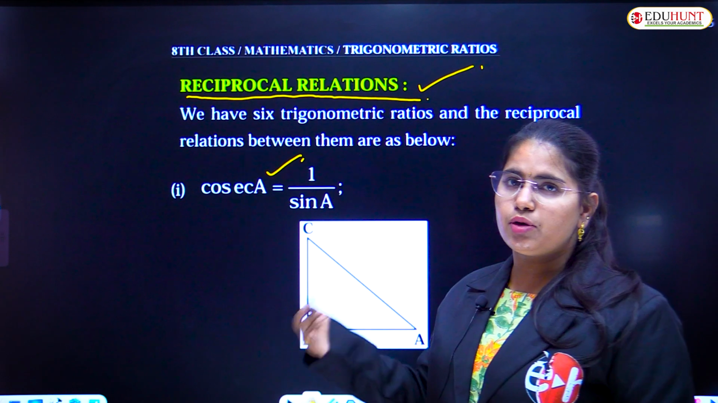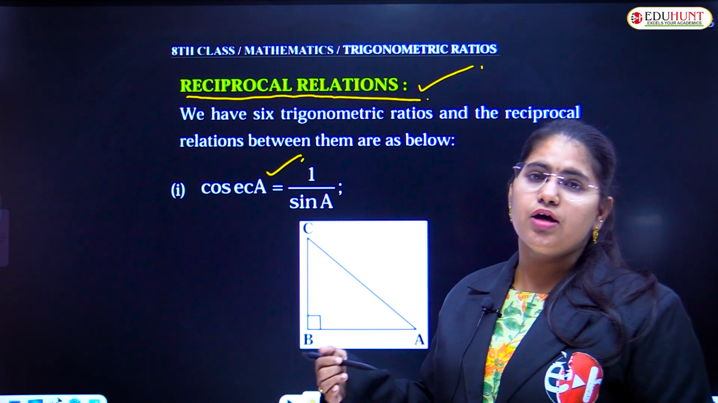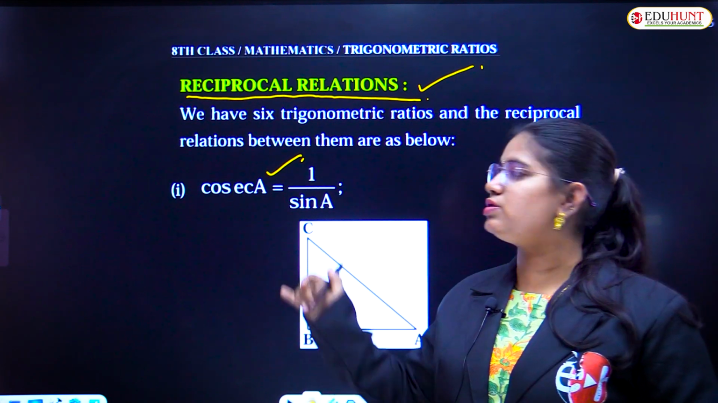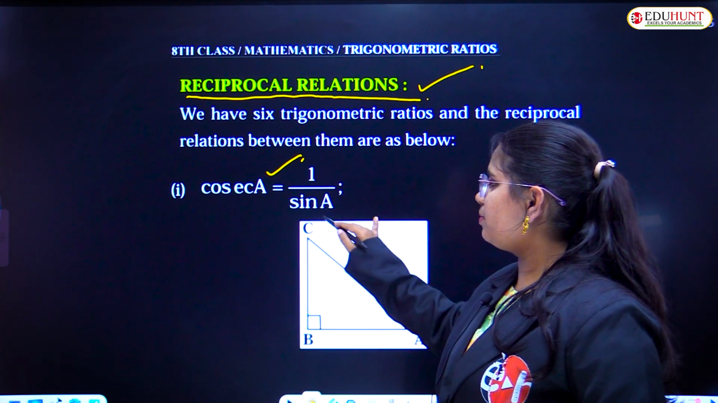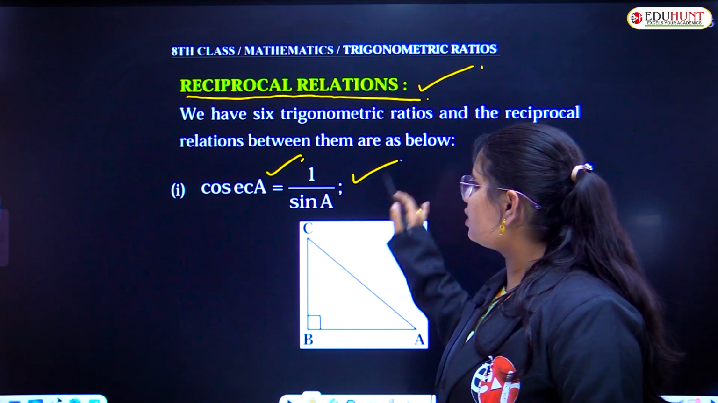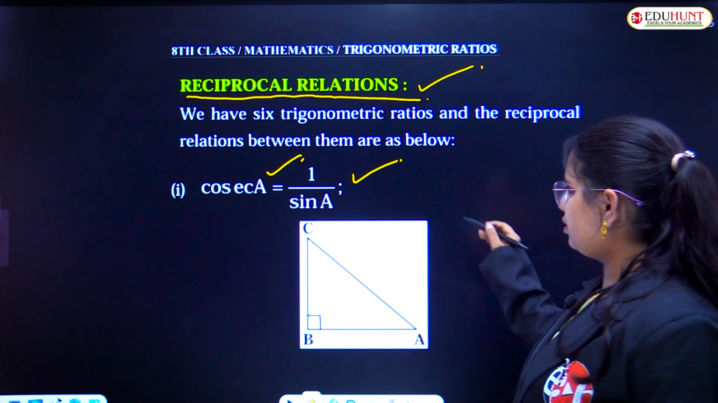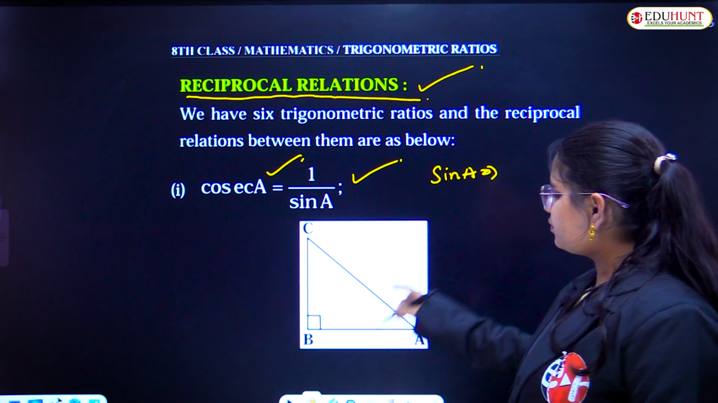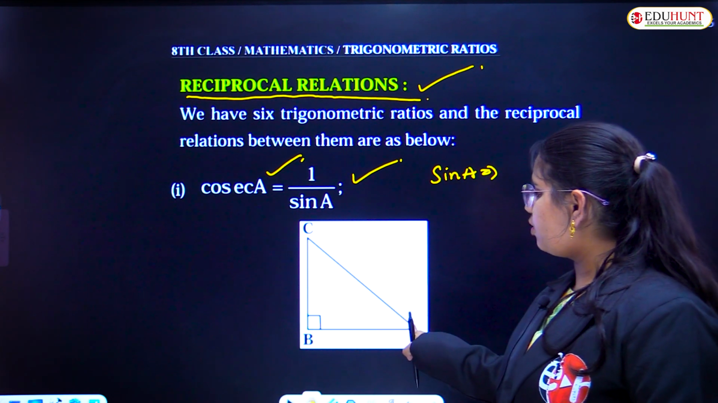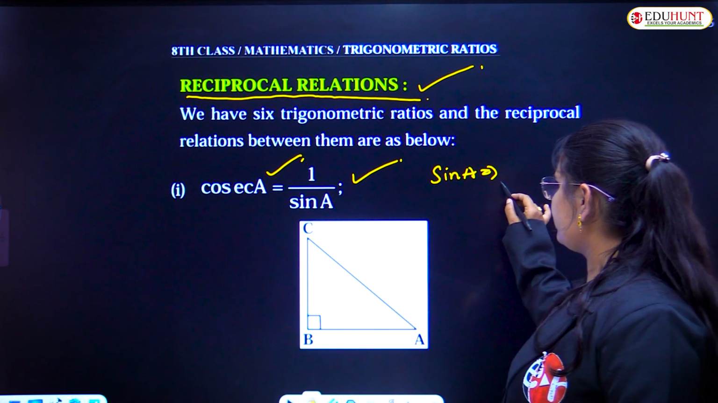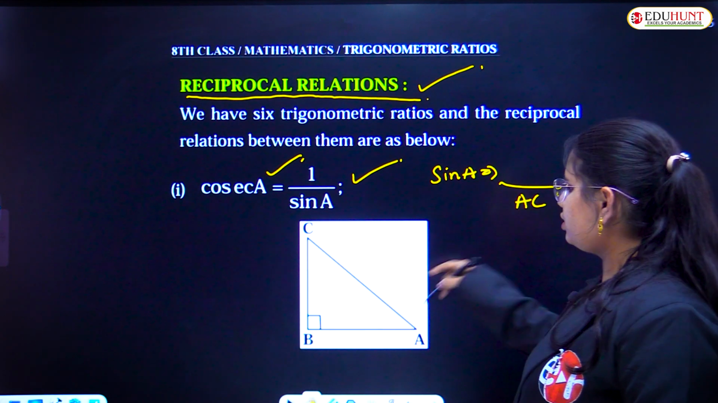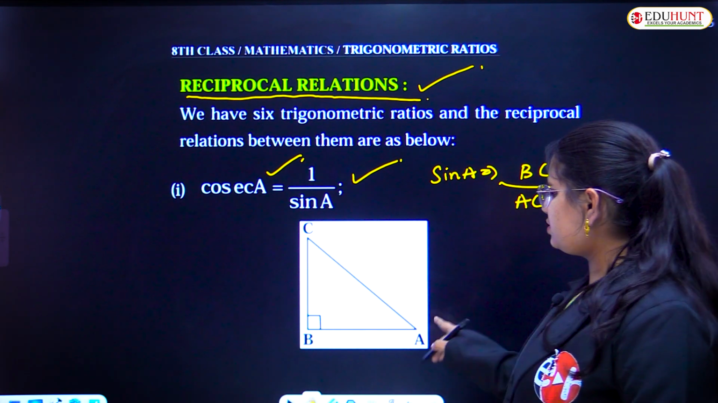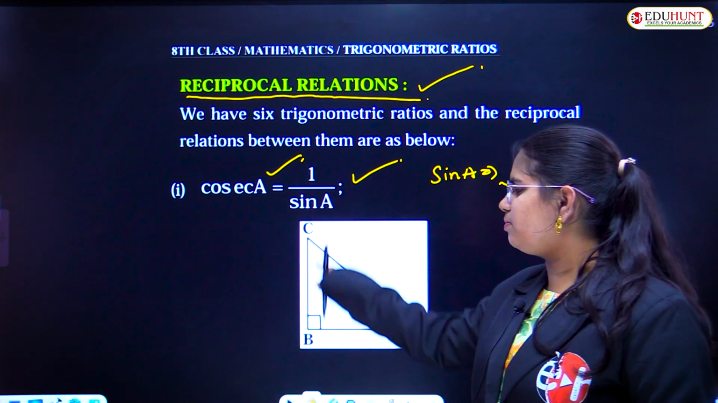We know about cosecant theta, the reciprocal of sine, which is 1 by sine. Why is it a reciprocal function? Just look at the figure. How do you define sine A? Opposite side by hypotenuse side. The hypotenuse is AC, and the opposite side of A is BC.